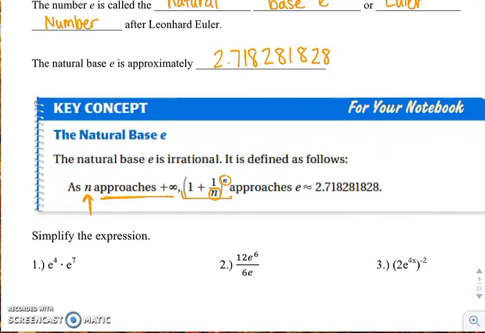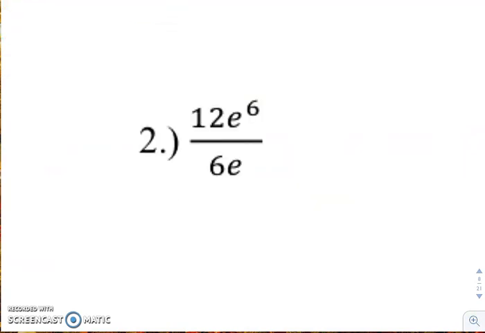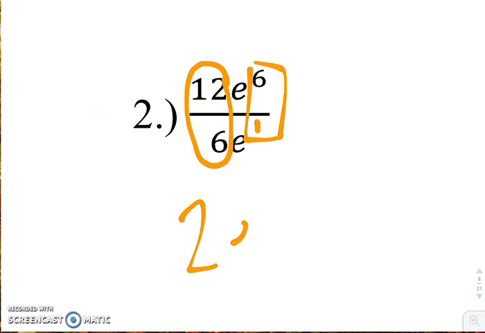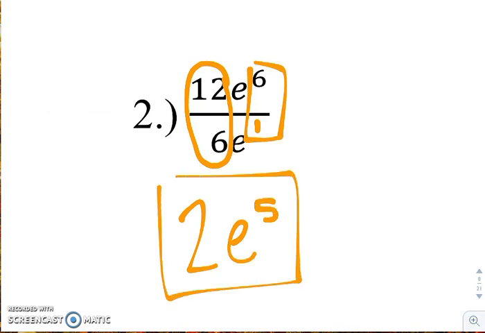As far as using it as just an expression and not necessarily a value, like for number 1, 2, and 3, if it says to simplify the expression, so like for number 2, you almost treat it as just a regular variable. If you're dividing, you're going to reduce those coefficients, but the exponents you are going to subtract. So 12 divided by 6 is 2, 6 minus 1 is 5. So 2e to the 5th.